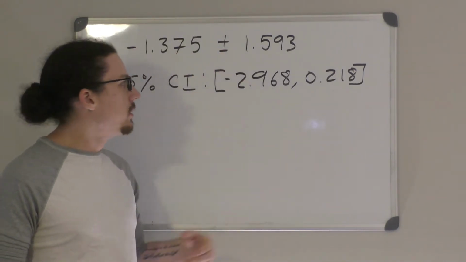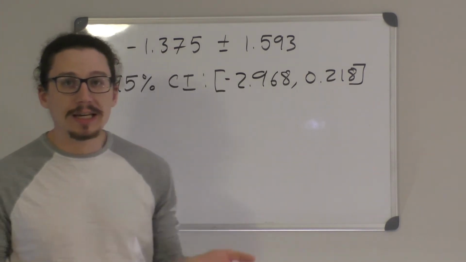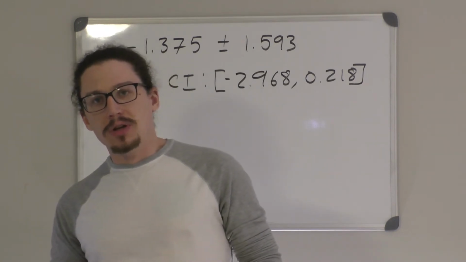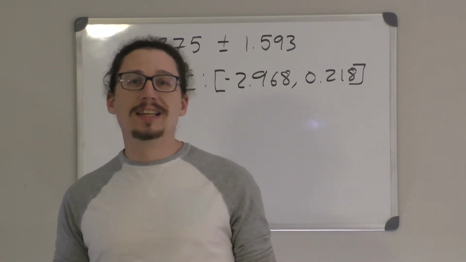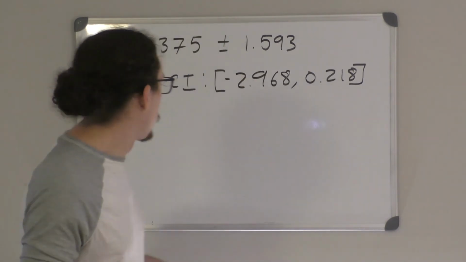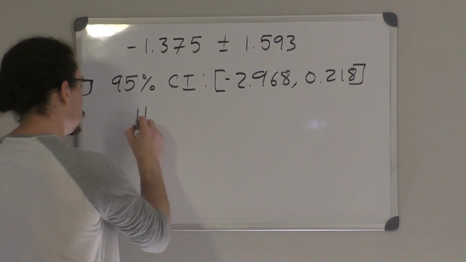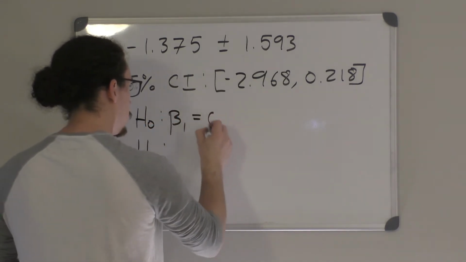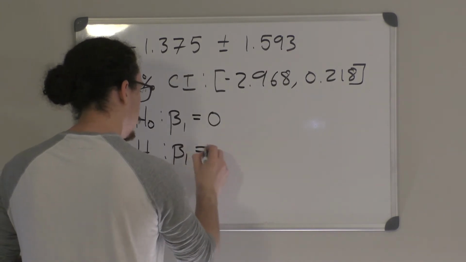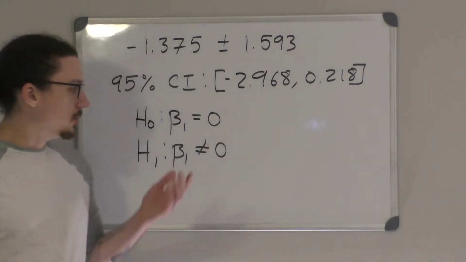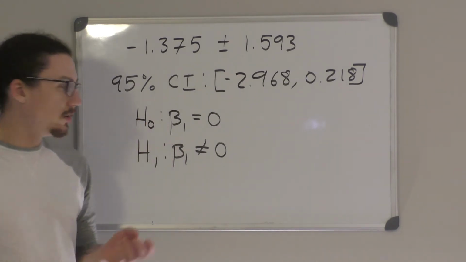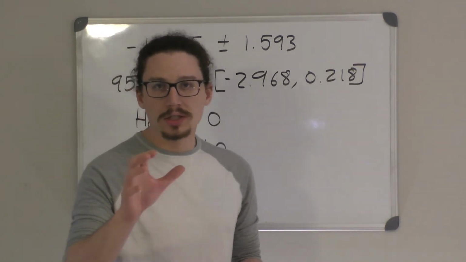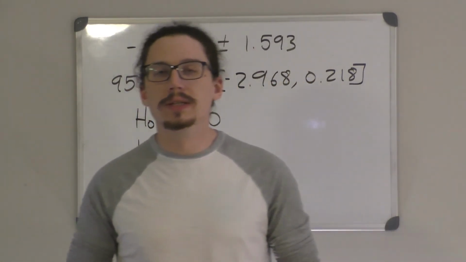With this confidence interval, and really any other confidence interval, we can use those to evaluate two-tailed tests. So let's say we want to test the significance of beta 1. Our null hypothesis would be beta 1 equals 0. The alternative is that beta 1 does not equal 0. Let's just take a second to really think about what these mean.